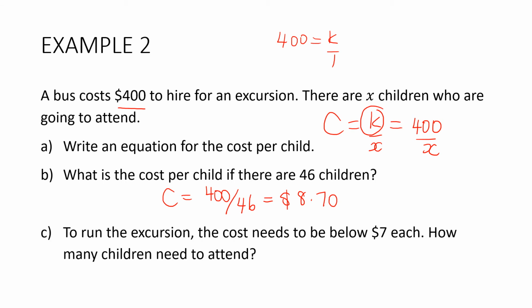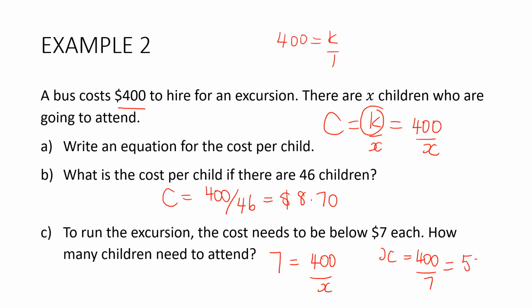To run the excursion, the cost needs to be below $7 each. How many children need to attend? So this time I'm going to substitute 7 for C. We can switch X and 7. Grab the calculator. 400 divided by 7 is 57.1.